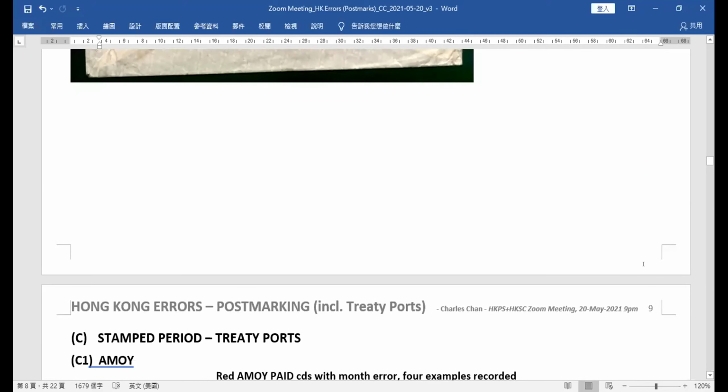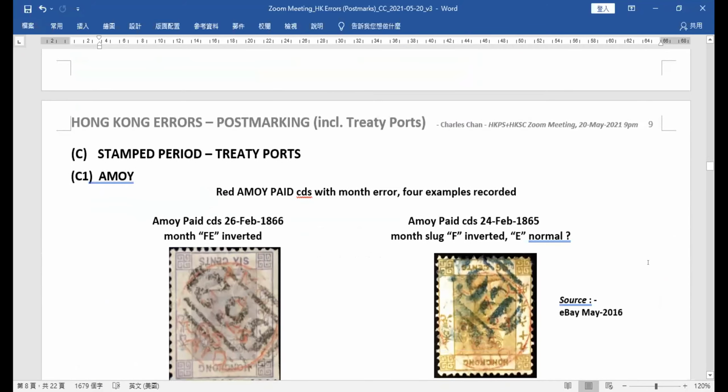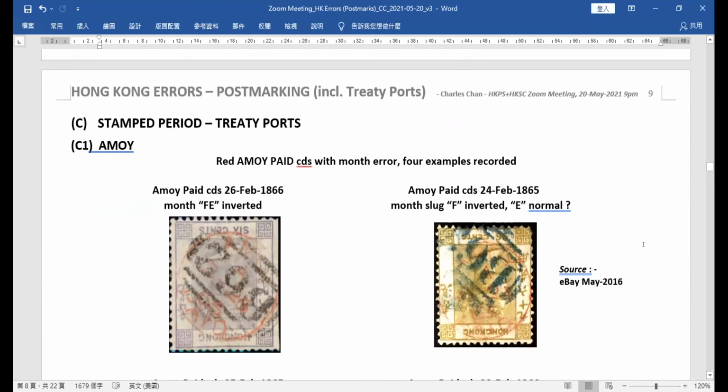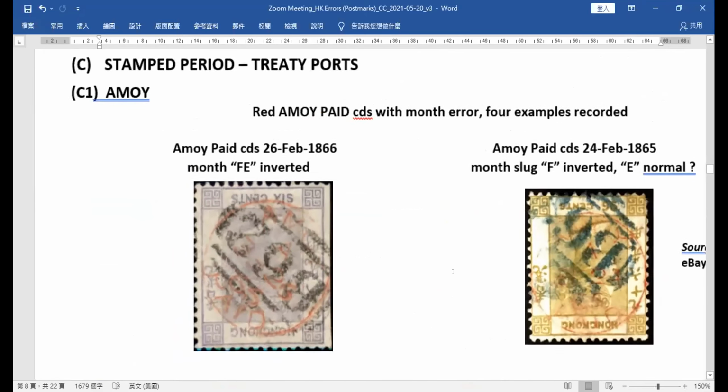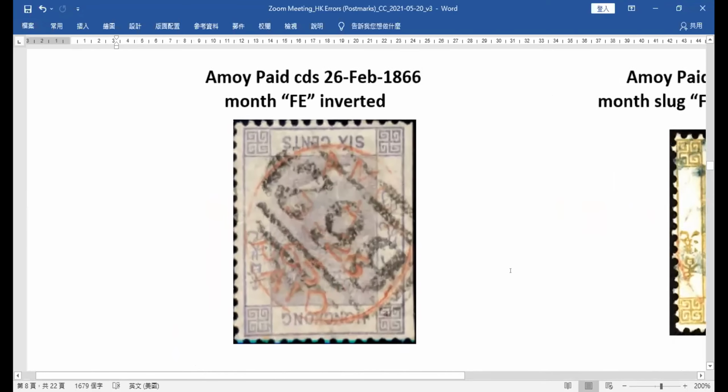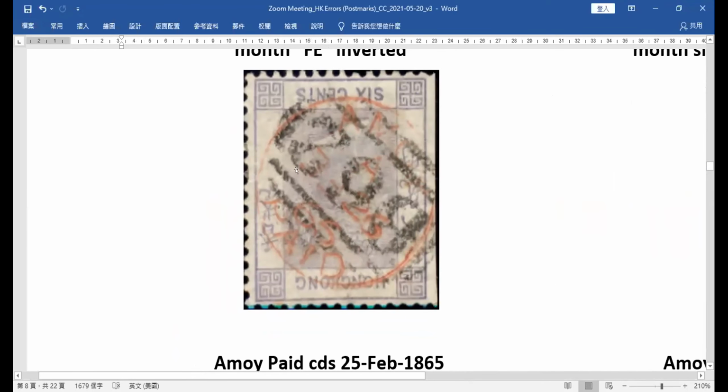And I go on. Okay, the stamp period, the trade reports. The red Amoy Paid CDS with month error. To my knowledge, there are 4 example records. 1866, February 26: the month FE, February, inverted. Can you see? For a better reading, I enlarge it. Can you see E, F? Very clear.